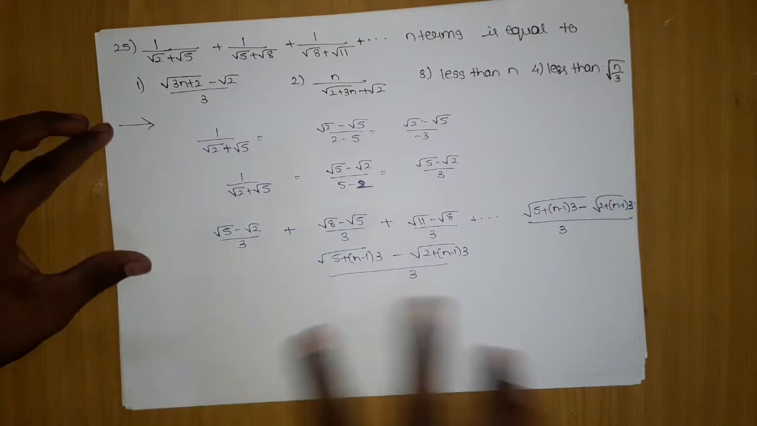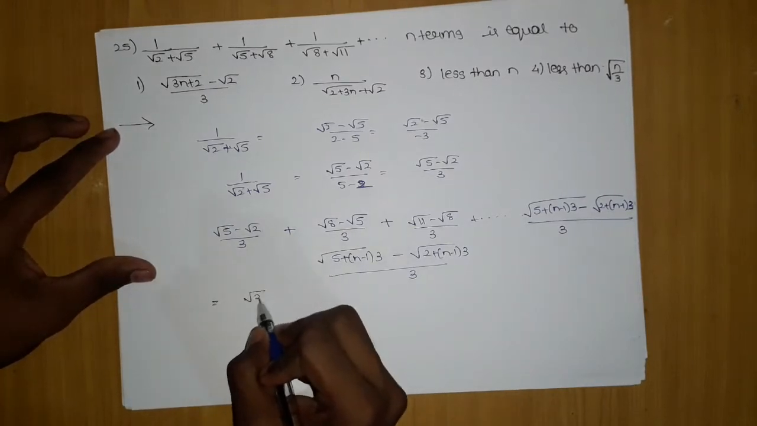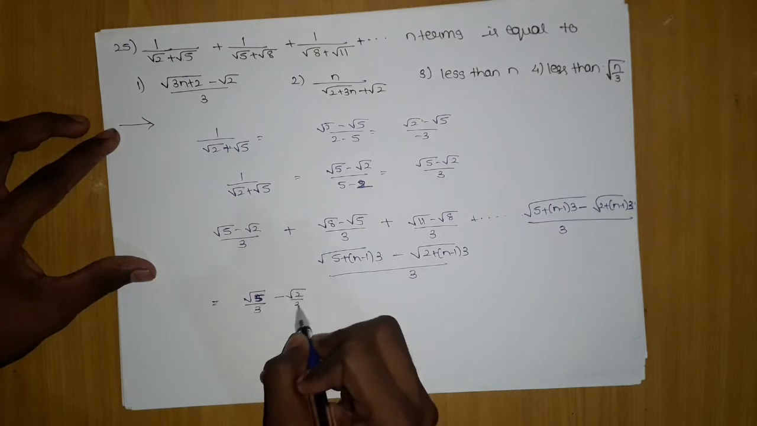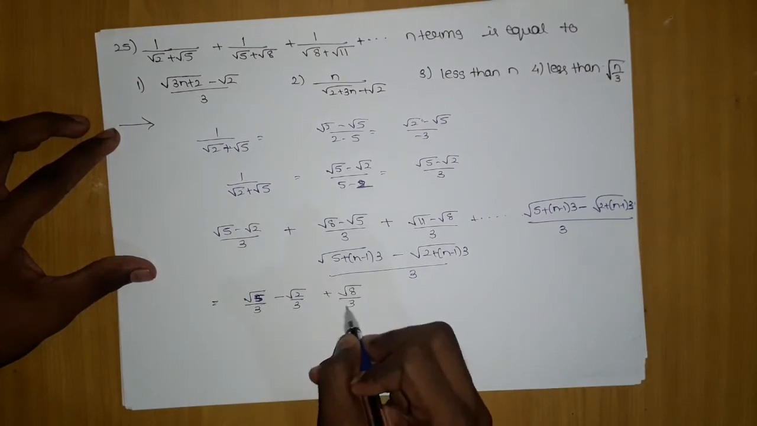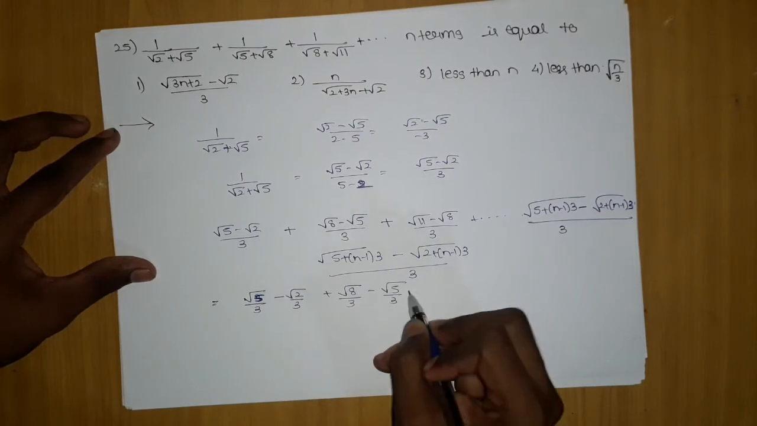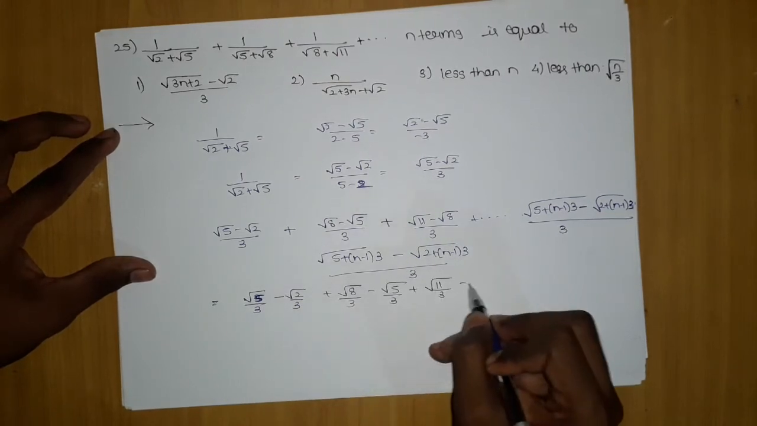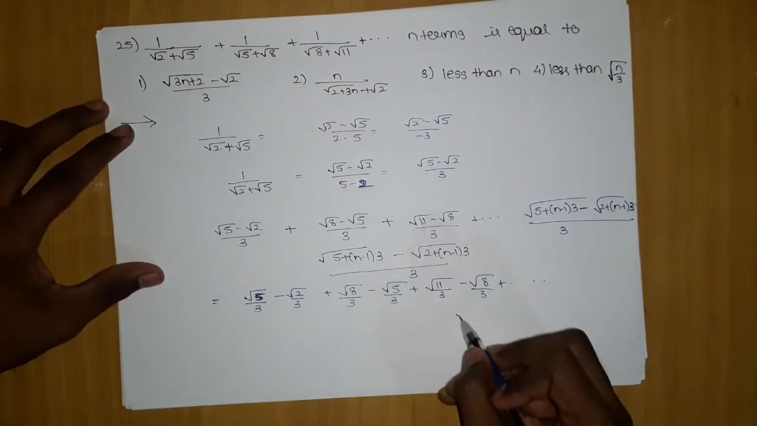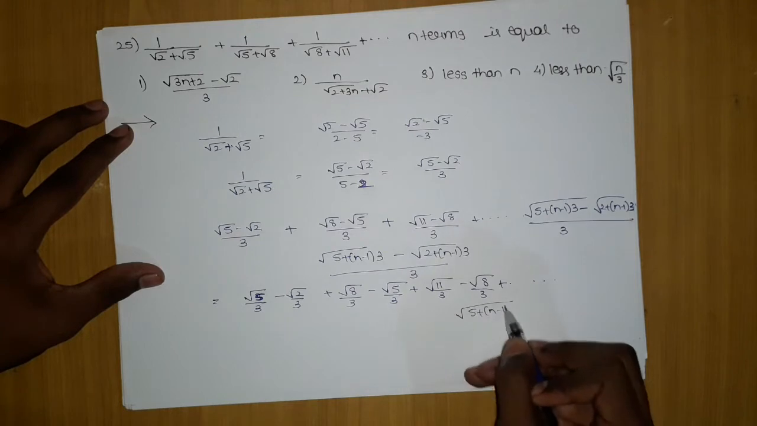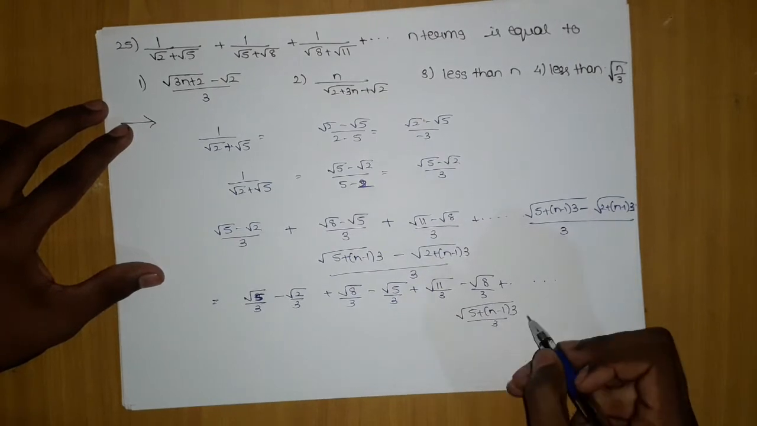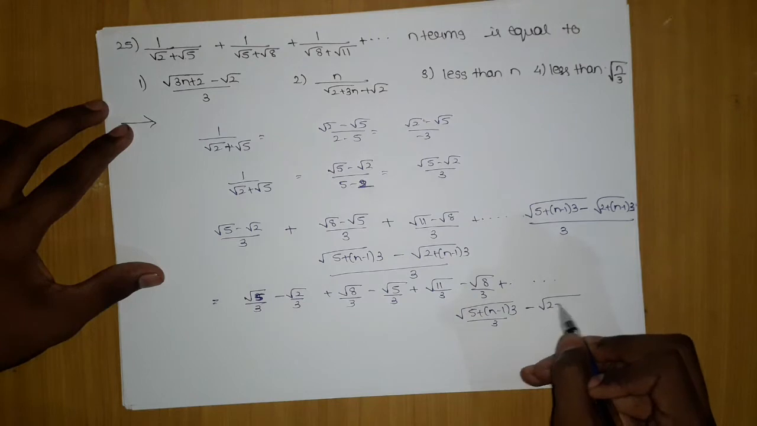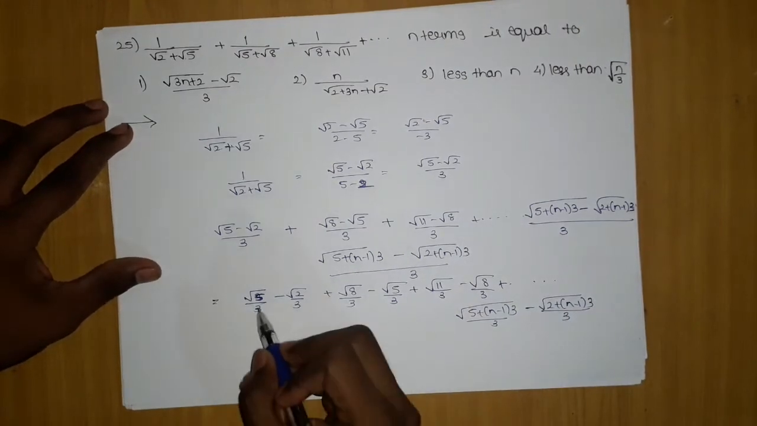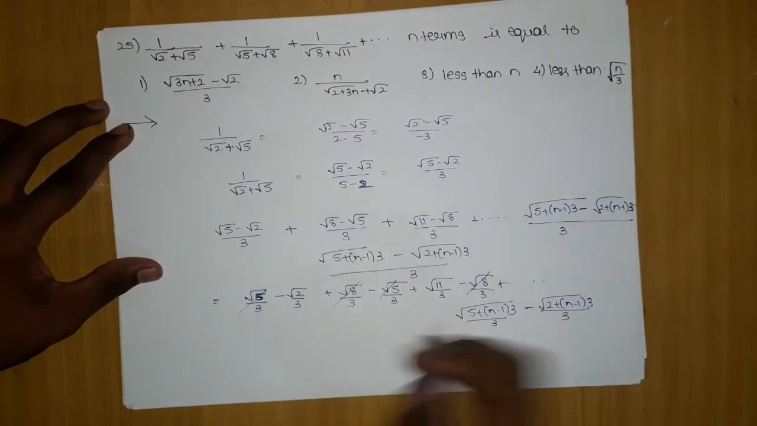Okay, so if you open the series, you will see a thing happening. 1 upon 3 under root 5 upon 3 minus under root 2 upon 3, under root 8 upon 3 minus under root 5 upon 3, under root 11 upon 3 minus under root 8 upon 3, and so on. Okay, what will be the last term? Under root 5 plus (n minus 1) into 3 by 3, minus under root 2 plus (n minus 1) into 3 by 3. Okay, now you can see this term is cancelling out with this, so all the terms are cancelling out except this.